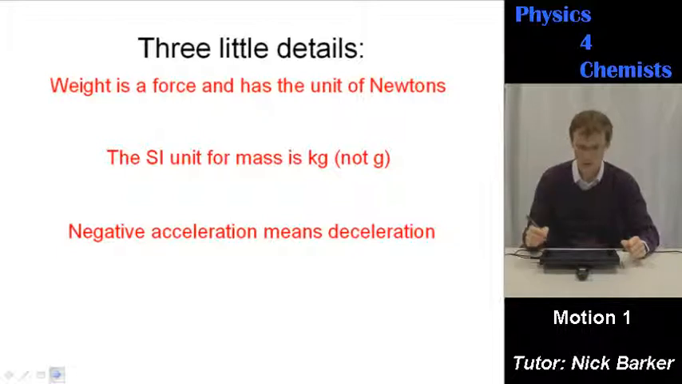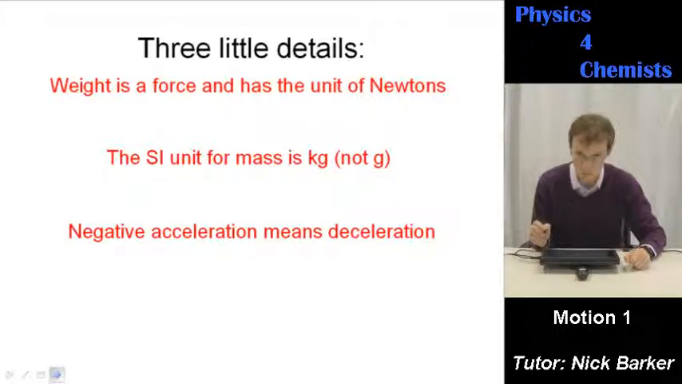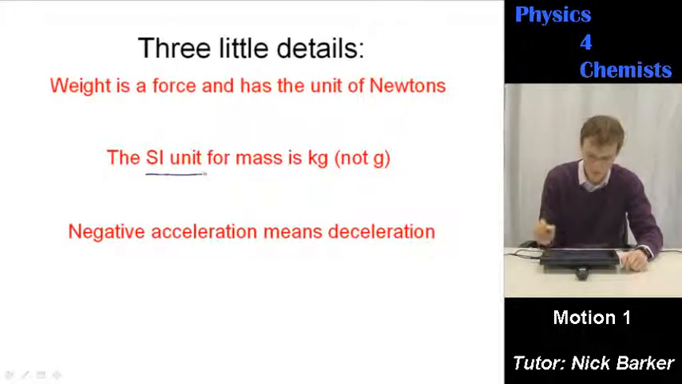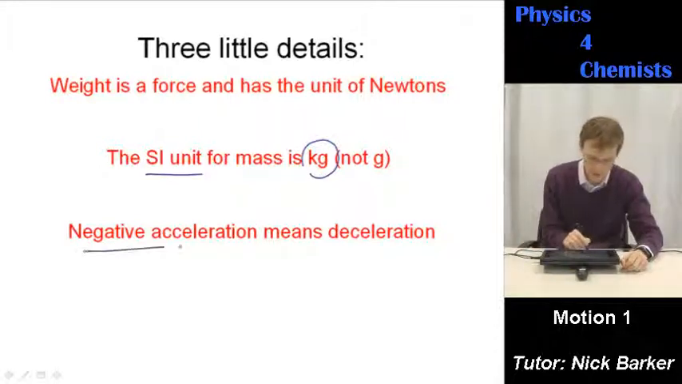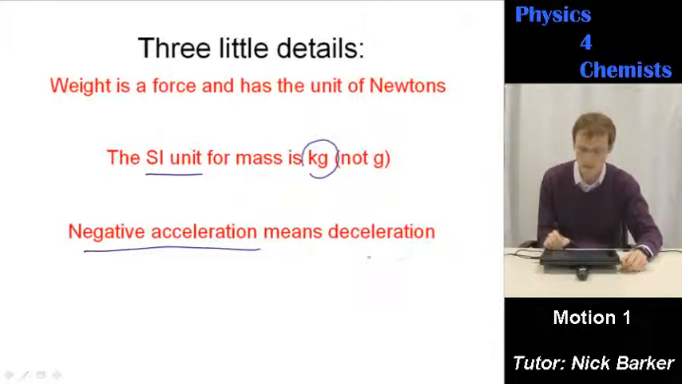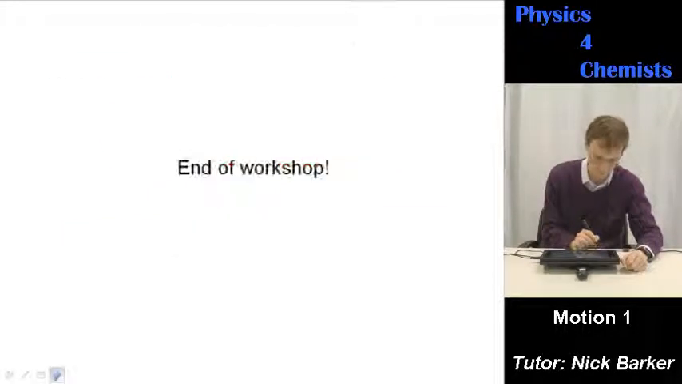Three little details. Please remember, weight's a force, and it has units of newtons. Mass is what you're really using in chemistry, grams, kilograms. The SI unit, the base unit that you have to use in formulae for mass, is kilograms, not grams. And if you see the term negative acceleration, it means deceleration. The thing is slowing down.